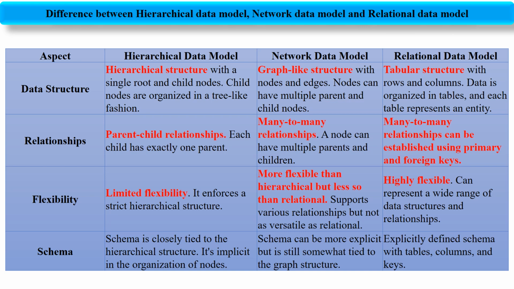The fourth point is the schema. Schema in DBMS is the design of a database that describes how data is organized and related. Hierarchical data model, schema is closely tied to the hierarchical structure. It's implicit in the organization of nodes. Network data model. Schema can be more explicit but is still somewhat tied to the graph structure. Relational data model. Explicitly defined schema with tables, columns, and keys.